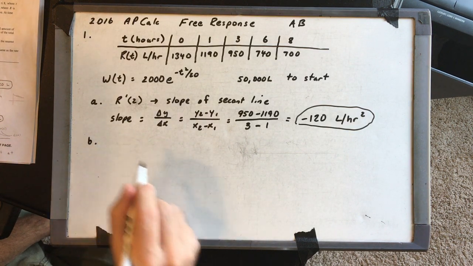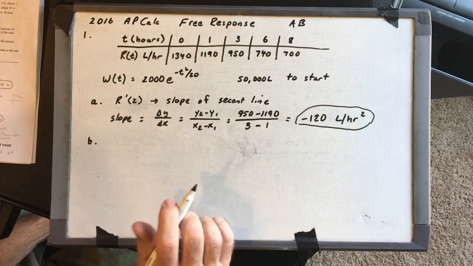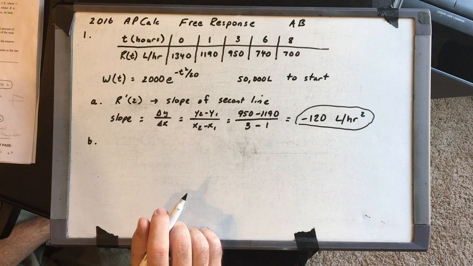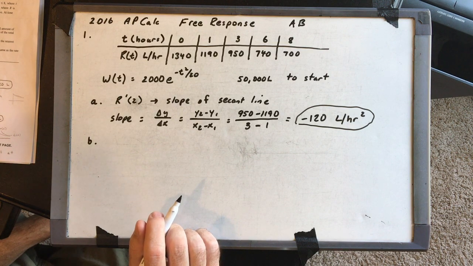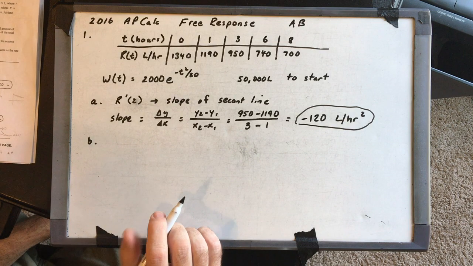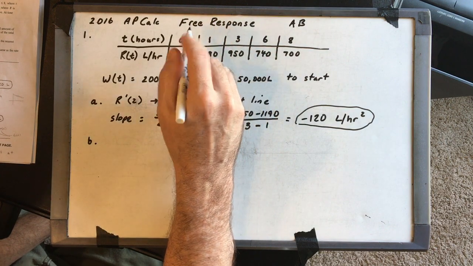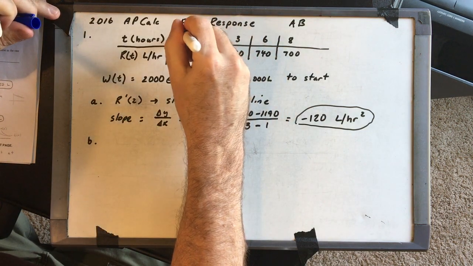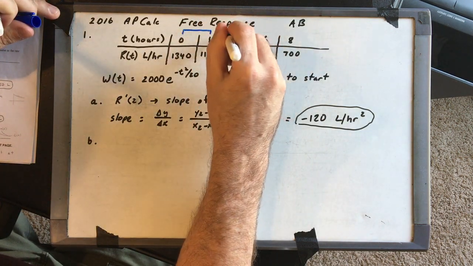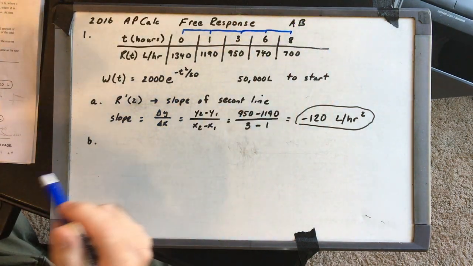All right, part B says use a left Riemann sum with 4 subintervals indicated by the table to estimate the total amount of water removed from the tank during the 8 hours. Is it an overestimate or an underestimate? And give the reason for your answer. Okay, well, a left Riemann sum we're going to use, so we're going to divide this table into 4 subintervals, so 4 rectangles. I'll do that in blue. That rectangle, that rectangle, that rectangle, and that rectangle.